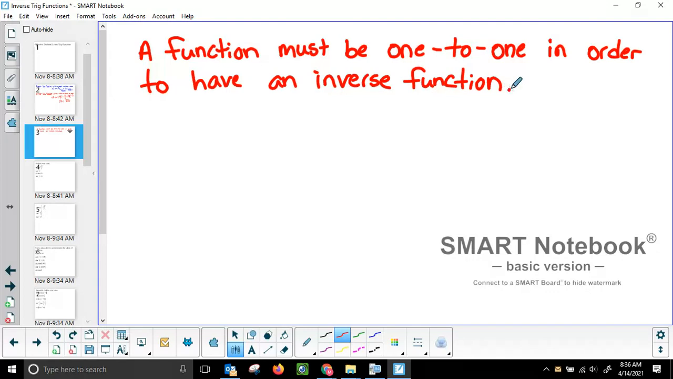So we talked about this idea of a one-to-one function. And remember, the easiest way for us to tell if a function was one-to-one was graphically. Graphically, we said it has to pass both the vertical and horizontal line tests.